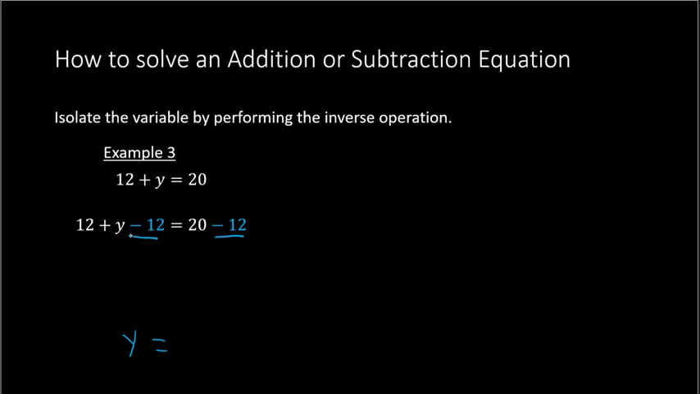Now we chose to subtract 12 because on the left side, 12 minus 12 would cancel out. You're left with y by itself, and then 20 minus 12, which is 8, on the right. So we have, should be not n, but y. Y equals 8 is our solution.